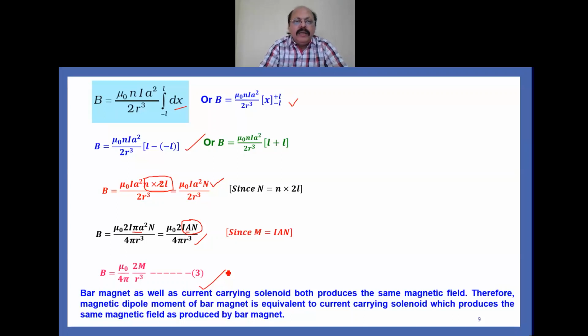So this is about the bar magnet as an equivalent solenoid.